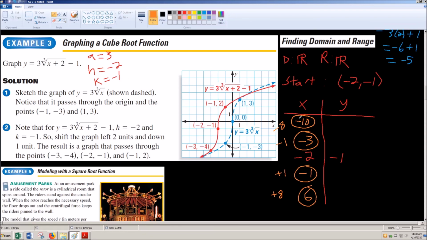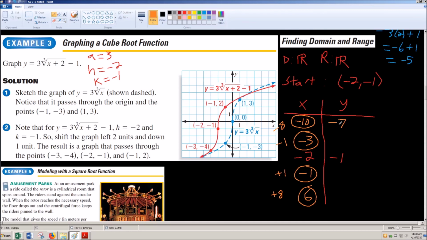So when I plug in negative 10, what's going to happen? If I plug in negative 10 plus 2, it'll give me negative 8. The cube root of negative 8 is negative 2. Negative 2 times 3 is negative 6. Negative 6 minus 1 is negative 7.